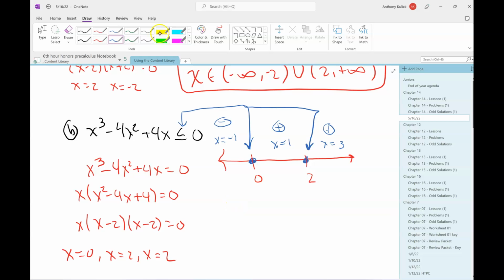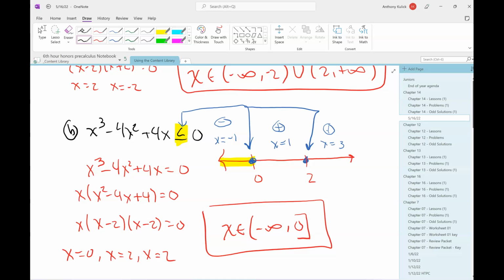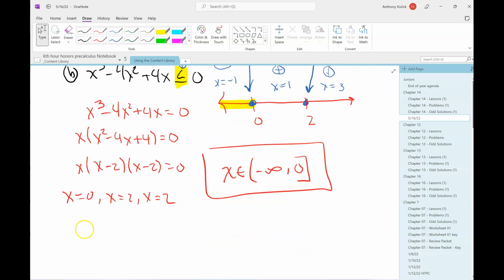So my solution is going to be just this section here, because it's a less than. Notice that I'm going to have to use what symbol at the 0? Bracket. Because we have a filled in circle as opposed to an open. Okay. I got 2 more examples and we're going to be done. Sound good?